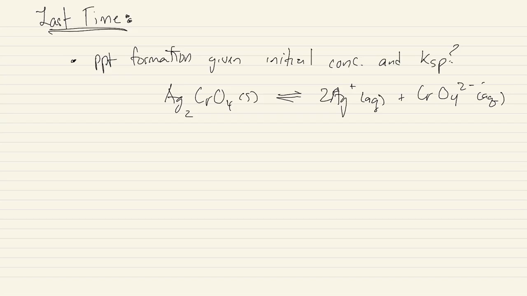If you're given initial concentrations and KSP, what can we use the initial concentrations to find? QSP, right? So these can be used to find QSP. And what do we do with Q? We compare that with KSP. So how do those two compare with each other, right? Is it greater than, equal to? If QSP is greater than KSP, what does that mean?